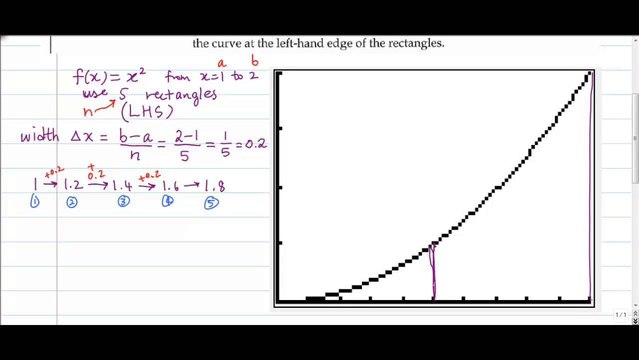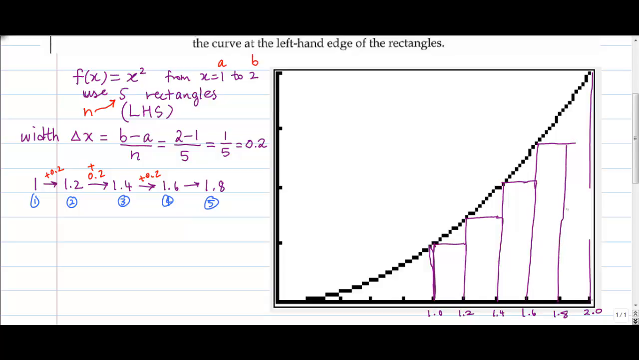My first rectangle starts at 1, so it goes all the way up here, and that's the first rectangle. Then the second one starts at 1.2, here's 1.2, and goes across. Then the third one, I take 1.4 all the way up. So let me indicate this: this is 1.0, 1.2, 1.4, 1.6, 1.8, and 2.0. And then we go up. Let me draw this straight. Okay, so then these are my rectangles here.